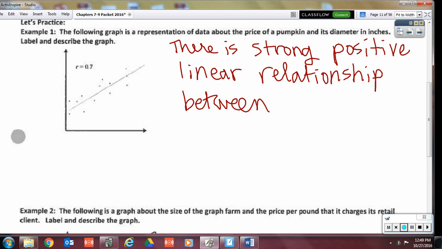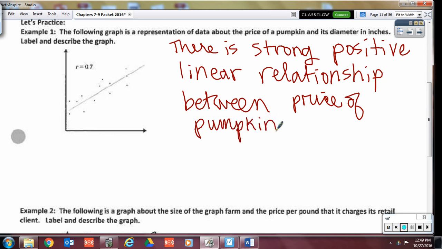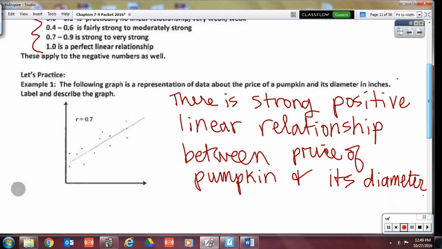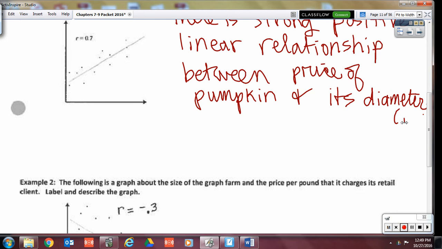Good. So the price of pumpkin, and the X and the Y can be switched here, and its diameter. Okay? Probably. What does it say? Oh, in inches. Yeah. All right. Very good.